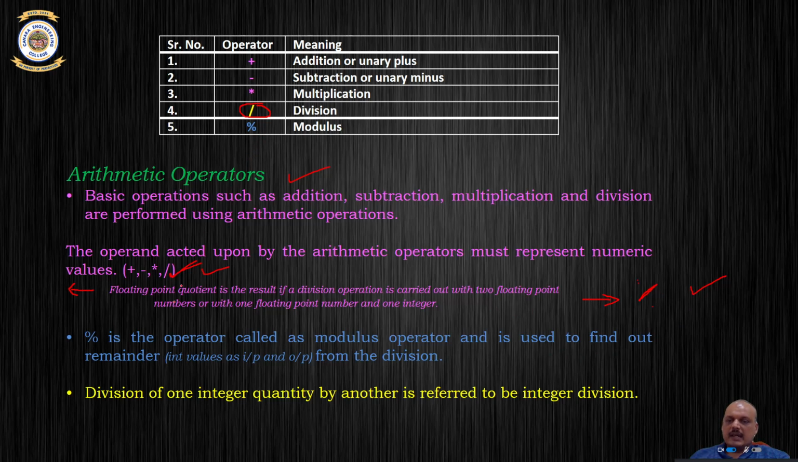Modulo, which basically gives you the remainder of a division, is strictly confined to only integers. So you cannot have a modulo operator in which there is one float value and another integer, or both of them are float. So the modulo operator is restricted only to integers, and the output is always an integer.